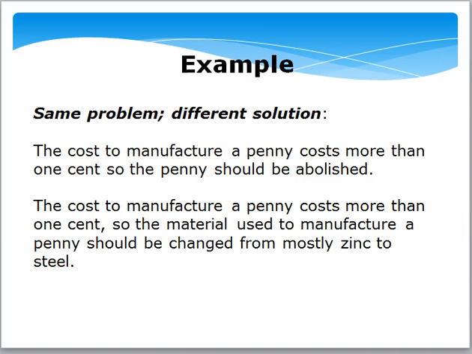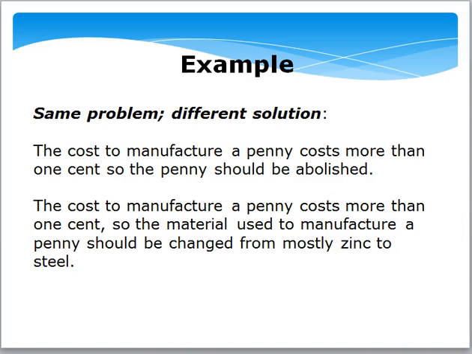Here we have the same problem, but we can offer different solutions, and this is what makes this speech persuasive. There could obviously be more than one solution to any problem. We know that as we go through life, there are many ways to solve different problems. So we could say the cost to manufacture a penny is more than 1 cent, so the penny should be abolished. That's it, we're getting rid of it. Now some might say, well, that's a bit extreme. I like pennies, or what do we do with tax?